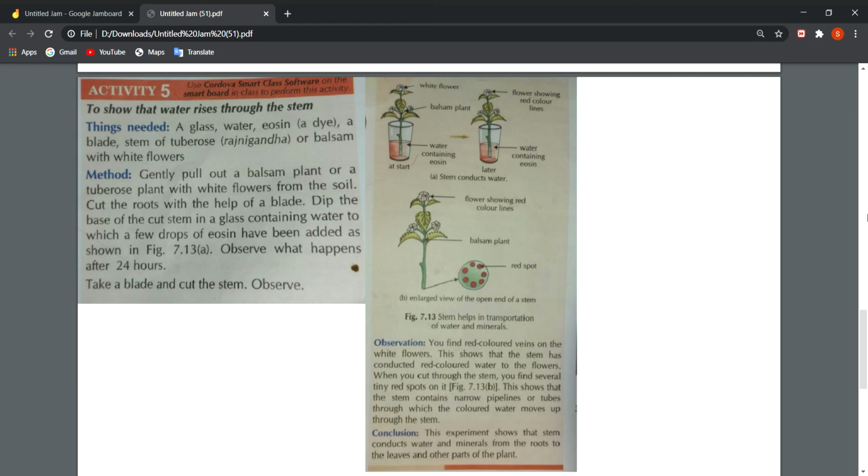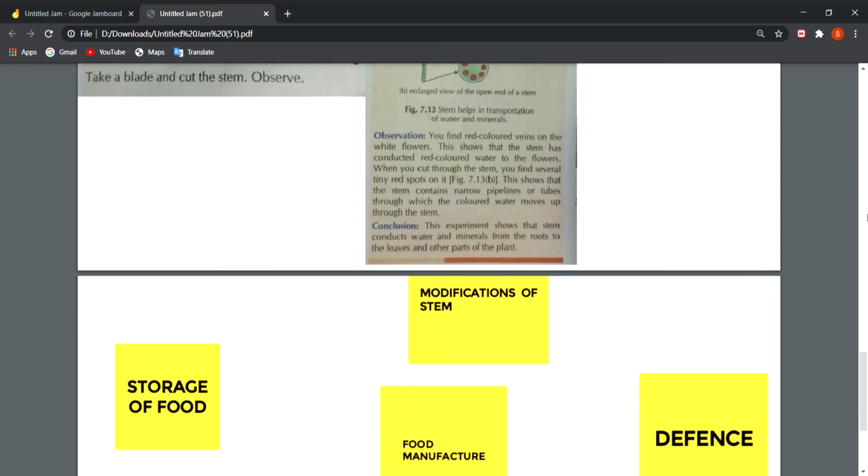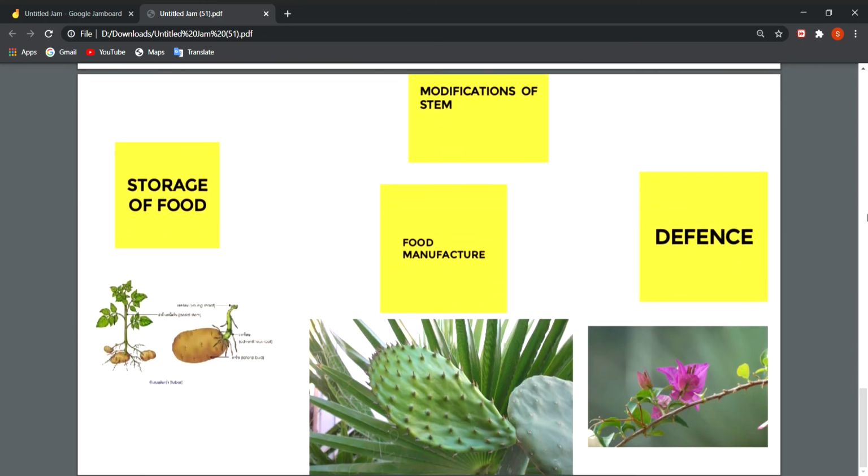When you cut through the stem, you will find tiny red spots on it. This shows that the stem contains narrow pipelines or tubes through which the colored water moves up through the stem. By this experiment, we conclude that the stem conducts water and minerals from the root to the leaves and other parts of the plant. Now we shall discuss other modifications of the stem. We discussed modification of root in the last period. Now we shall discuss modification of stem.